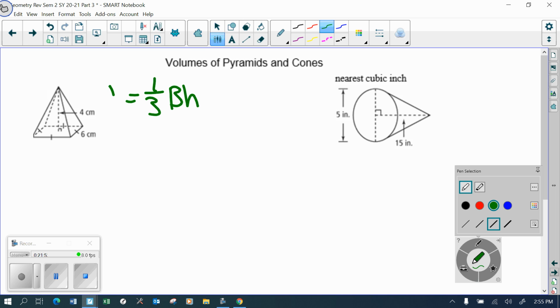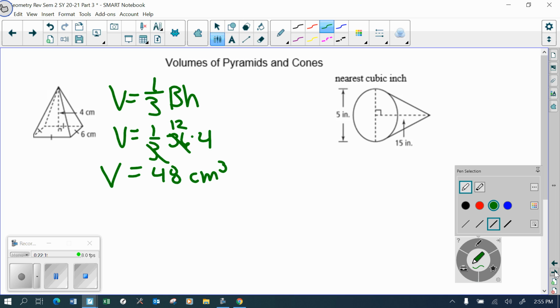So for volume. Okay, so volume equals 1/3 area of the base. Again, you see it's a square, so S squared is 36, because that's 6 squared, times the height. They give me the height right there of 4. Well, 3 cancels with 36 12 times. 12 times 4 is 48. So it's 48 cubic centimeters.